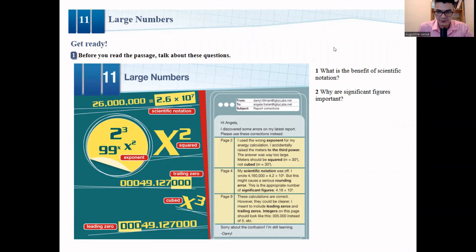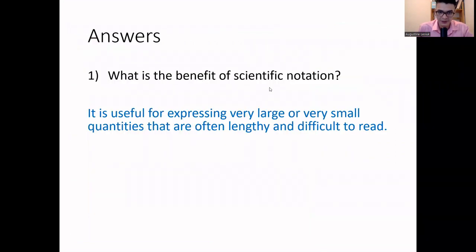Here are the answers. For the first one, what is the benefit of scientific notation? It is useful for expressing very large or very small quantities that are often lengthy and difficult to read. So when you start dealing with very large numbers like in the billions and trillions, it would be troublesome to have to write all those zeros all the time. So instead, we use the scientific notation so that we can shorten it and not have to write all those zeros, don't have to read all those zeros. It'll be easier to see.